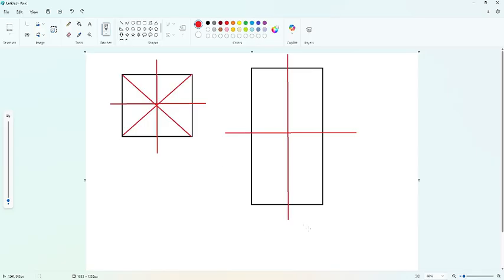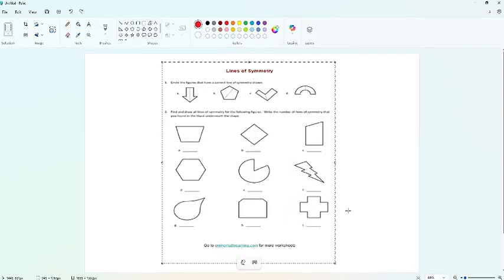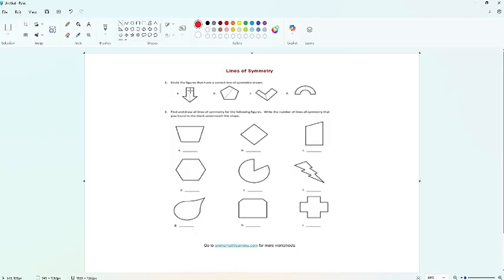Let's move on to some problems. You might be thinking, why would I need to know lines of symmetry? It's not going to be on the test. Well, you never know. I'm going to predict that there might be one, so better be prepared for that. Alright, let's look at some problems.